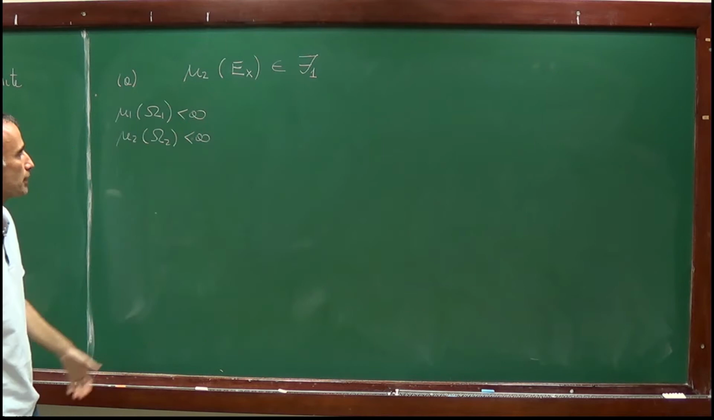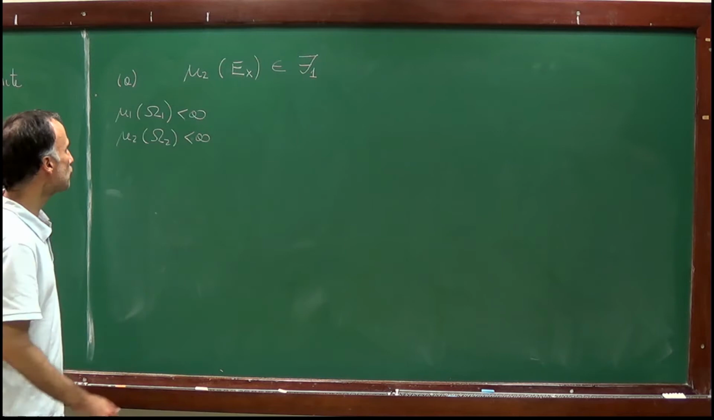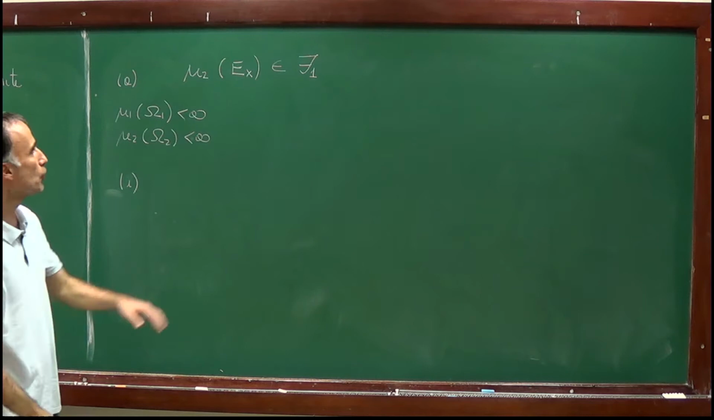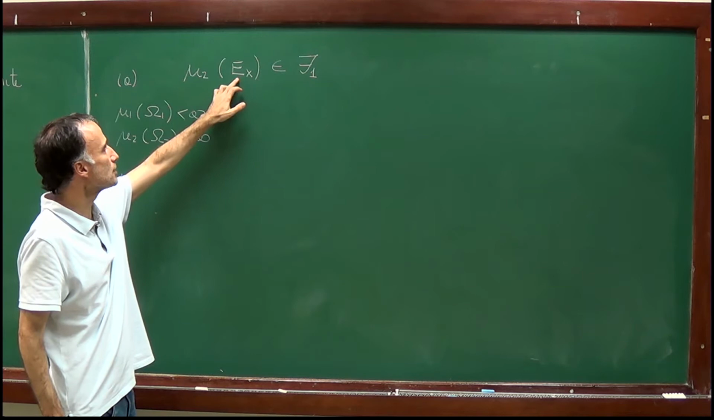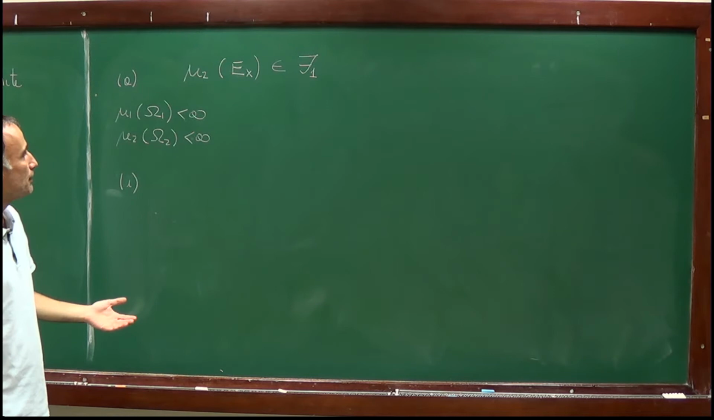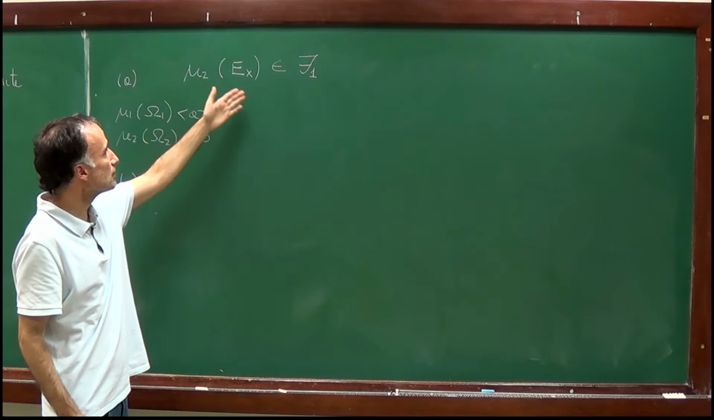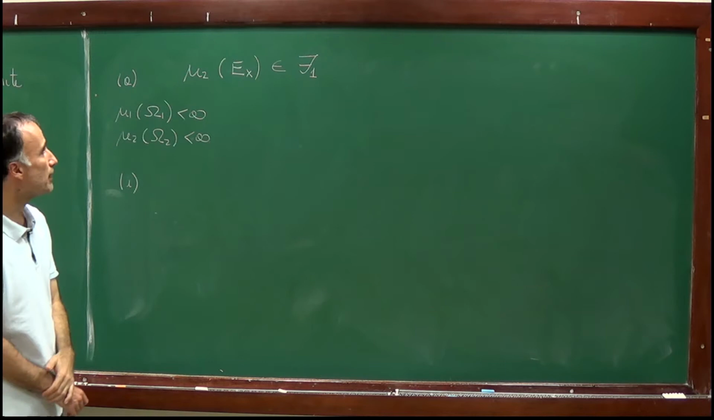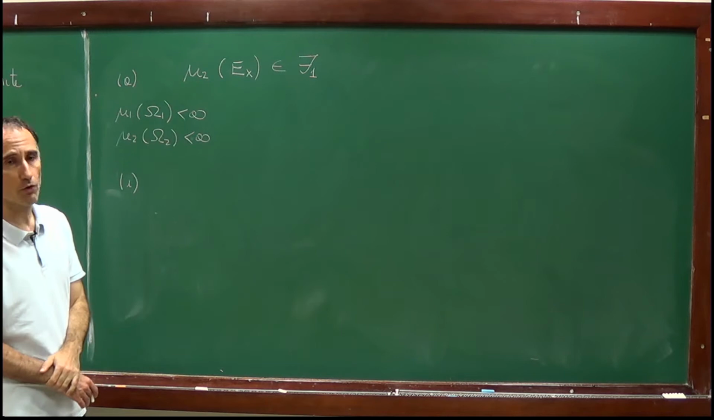In order to prove that, we'll proceed in two steps. First, we'll prove this assertion for rectangles. So I will assume that E is a rectangle, and we will prove that this function is F1 measurable. Then we will extend, using linearity, this statement to the algebra generated by the rectangles. And finally, using the monotone class theorem, we will extend that to all elements of the sigma algebra.